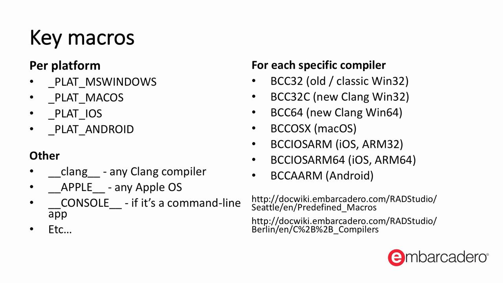There are also macros defined for each specific compiler, so one for the 32-bit ARM iOS compiler and one for the 64-bit ARM iOS compiler, and the same for each other compiler we have, 7 in total, so you can detect exactly which compiler is being used to compile the code.